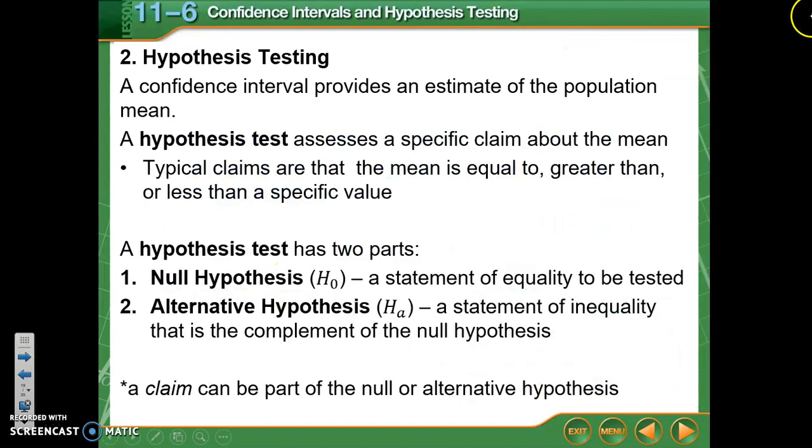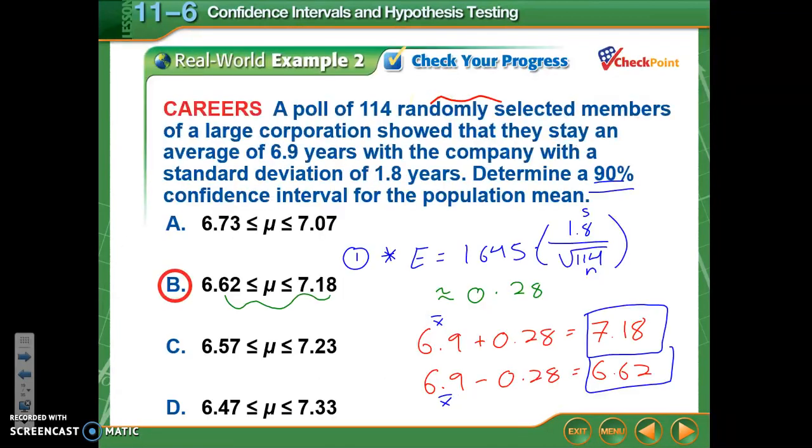All right, now we're moving on to the second part of this section. We'll get as far as we can, and this is called hypothesis testing. So basically what a confidence interval does is it gives us an estimate of the population mean. So I'm saying, okay, my sample mean was 6.9 years, but I only polled or talked to 114 people in a large corporation. There's a lot more than 114 people. But I got an average of 6.9 from them.